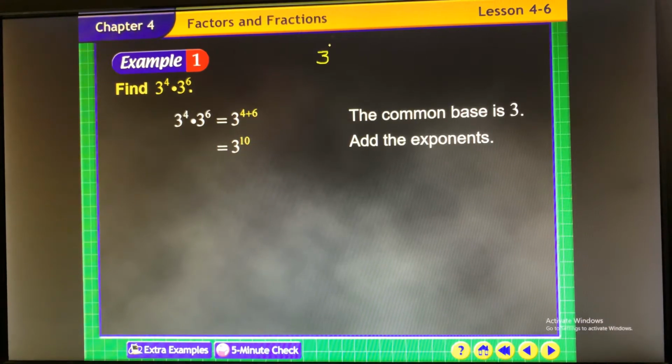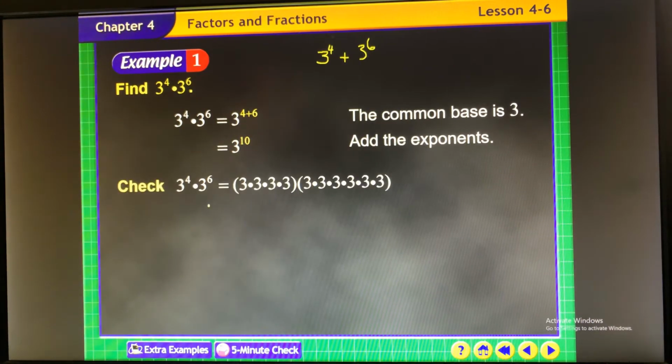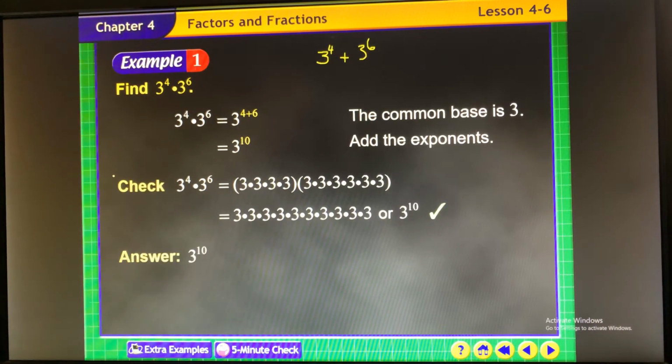If it was the same base and addition, like this, you can't do anything. You would have to do 3 to the 4th, 3 to the 6th, and then add those two numbers. So this method only can happen when you're multiplying the same base, add exponents. Because really it's the same thing as 3 times itself 4 times and 3 times itself 6 times. So really that's a total of 10 3s being multiplied to itself, which is why it's 3 to the 10th, okay?